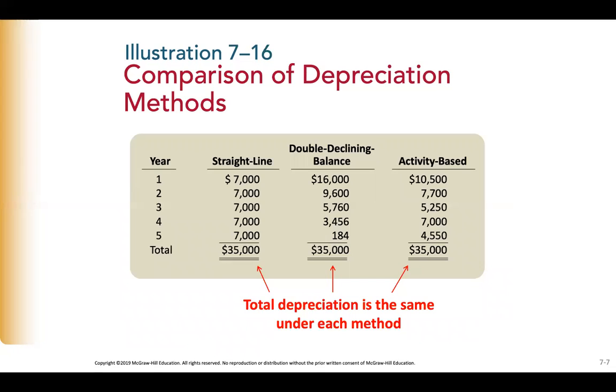And then with activity-based, remember with activity-based, it's based on actual number of miles driven times your depreciable rate. So we took $10,500 in the first year, $7,700 in the second, and so on. But overall, we still took $35,000 worth of depreciation. So in the end, total depreciation is the same under each method.